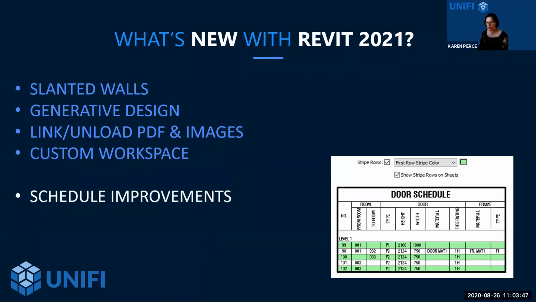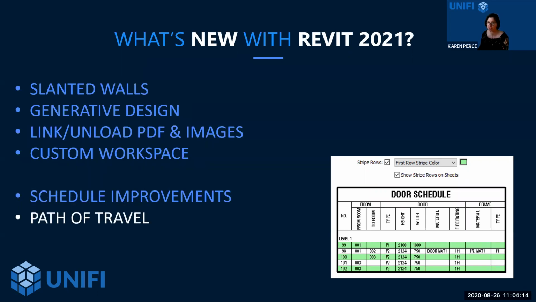And just some other improvements that we have, schedule improvements. GCs have been calling for this pretty heavily, as well as other contractors, but now we're able to color code in rows your door schedules, and you can pick and choose that color. So while we have green showing up here, if you put it to the light gray, it prints off very nicely to be able to better visualize your schedule data.